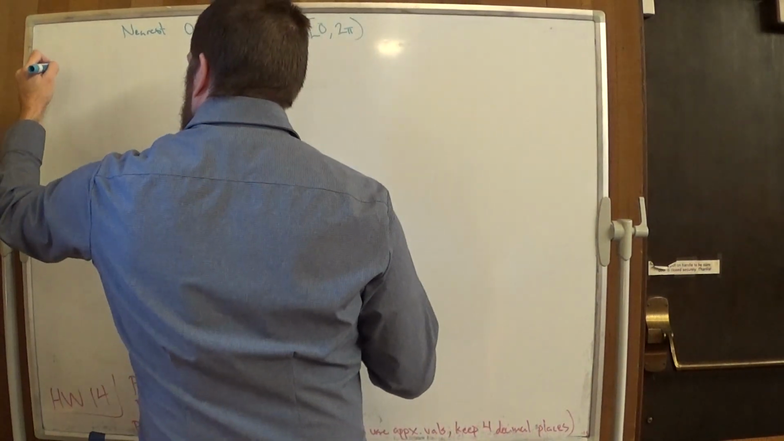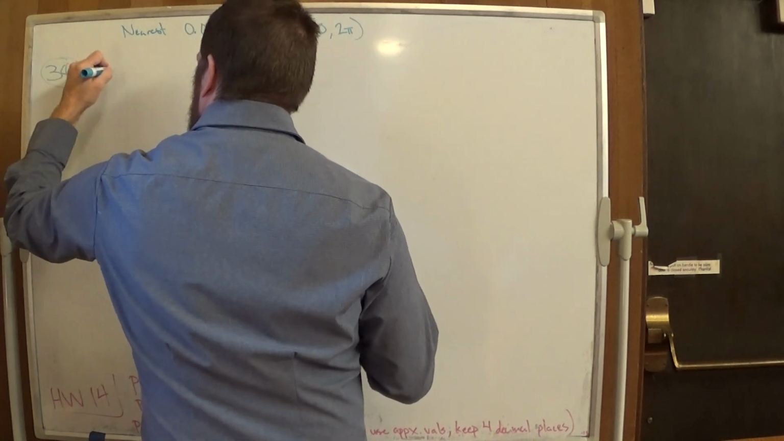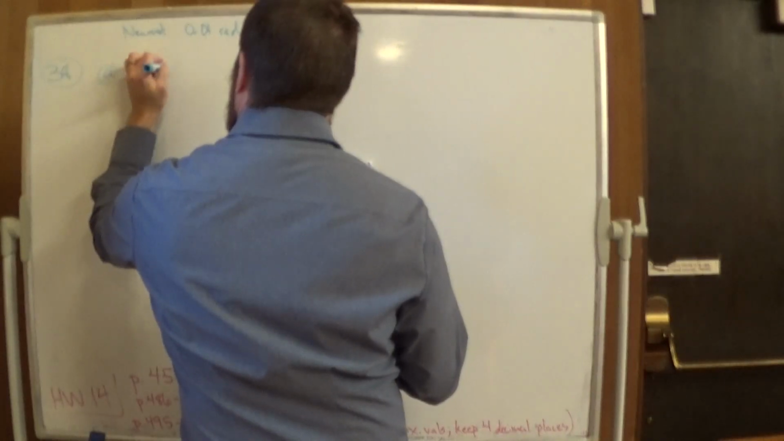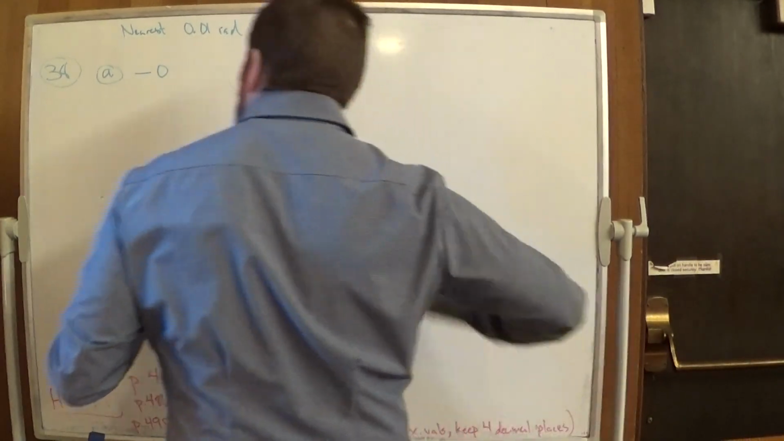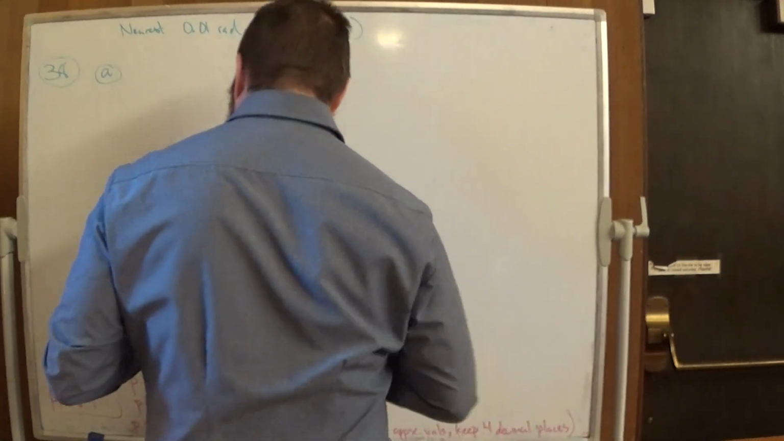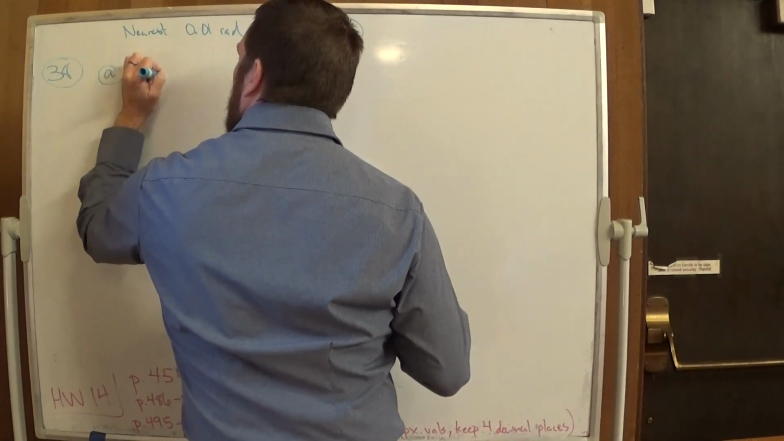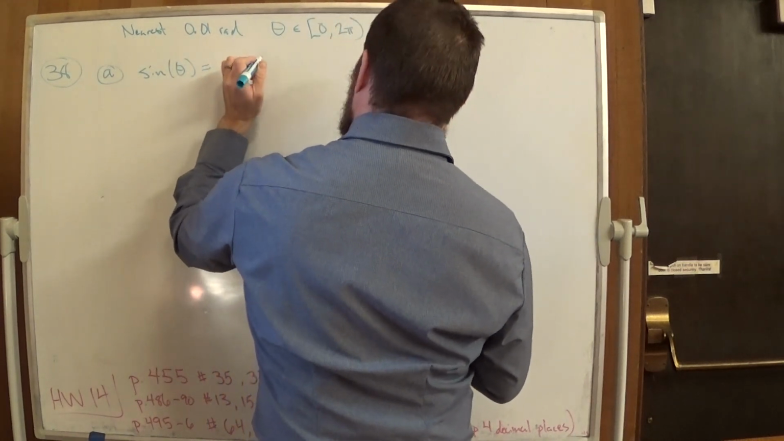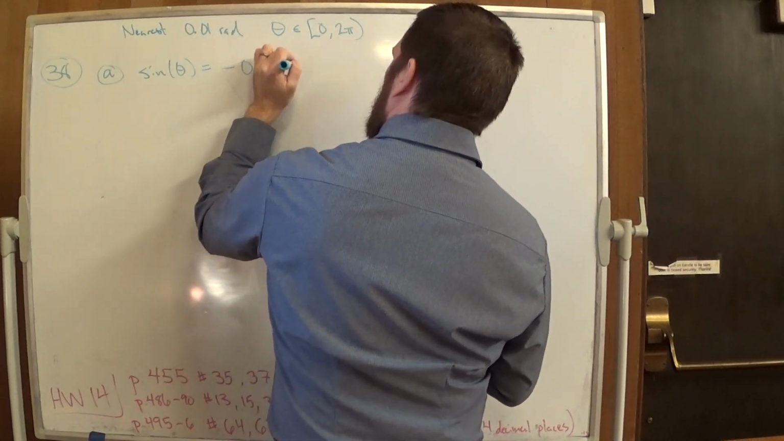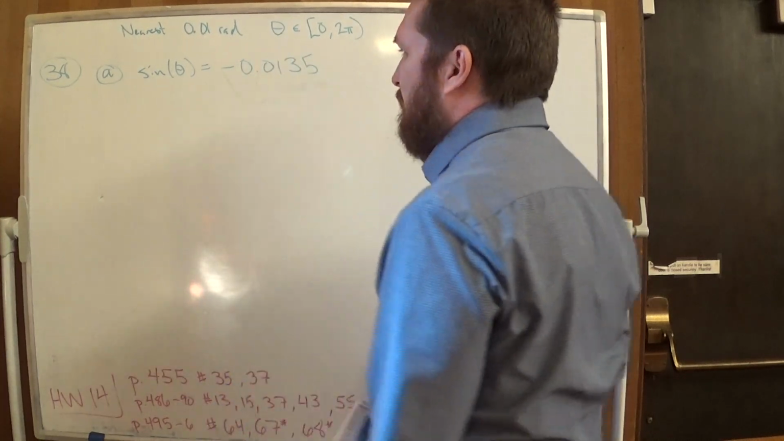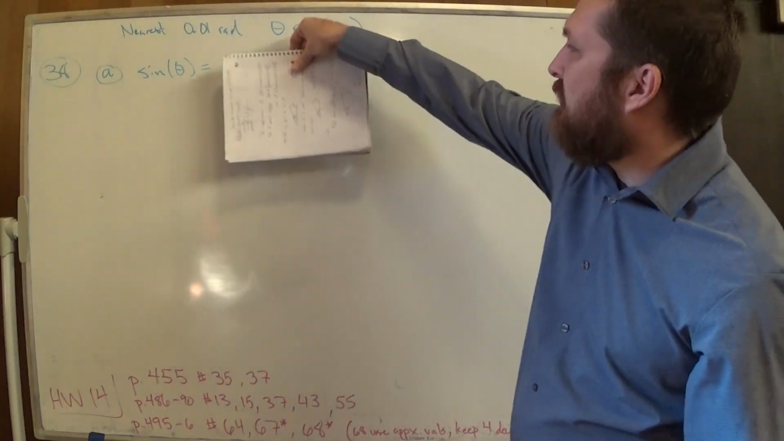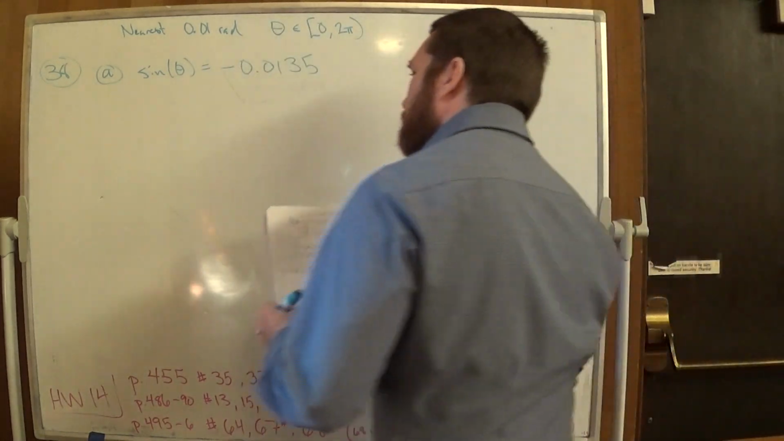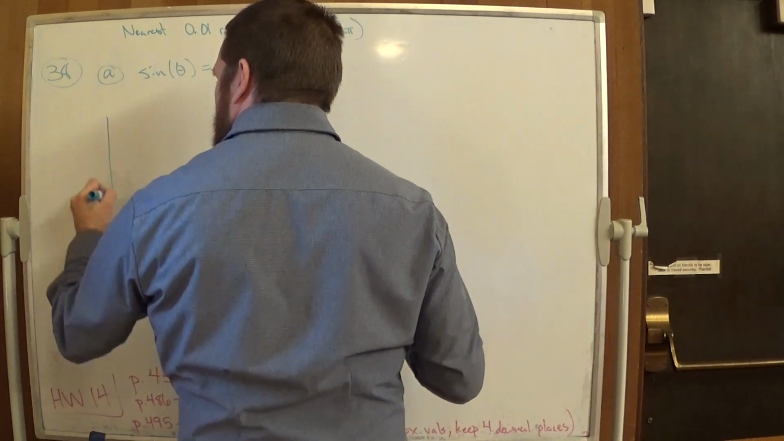This is number 38, and we're just going to do one of these. This is 38A. Oh, I'll do it the other way. That's right, I wrote it backwards. Sine theta is equal to negative 0.0135. So again, same thing. I want to get an idea of what's going on, so I'm going to graph sine theta on the given interval. That way I'll know what to anticipate.